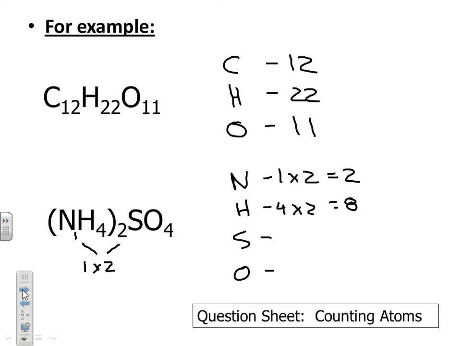Now, notice with this SO4, it doesn't have any brackets around it, so I don't need to multiply it by anything. I can just count. What do you got? Yep, 1 sulfur and 4 oxygen. Okay? So the reason I put that example in there is to show you what to do when dealing with brackets. Okay, so that's how we count the atoms.